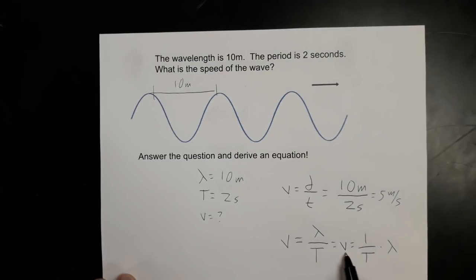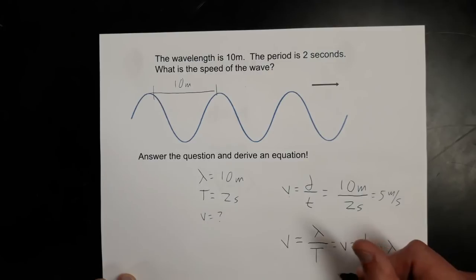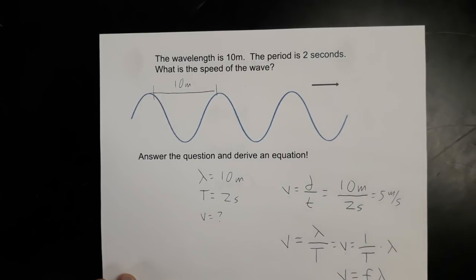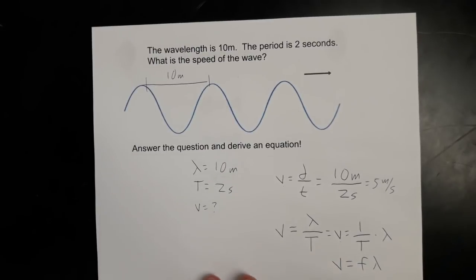Now, let's simplify this a little bit more. What is 1 divided by the period? Oh, isn't that the frequency? And I write v equals f lambda. That is the equation that we're going to use most often in this class. That's the form you're going to see it.